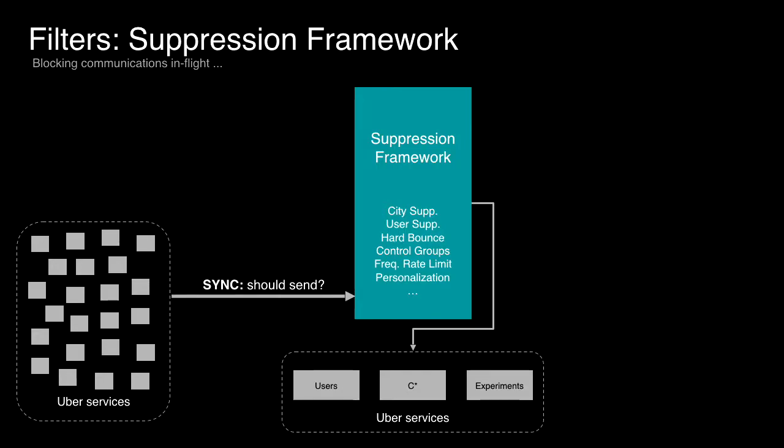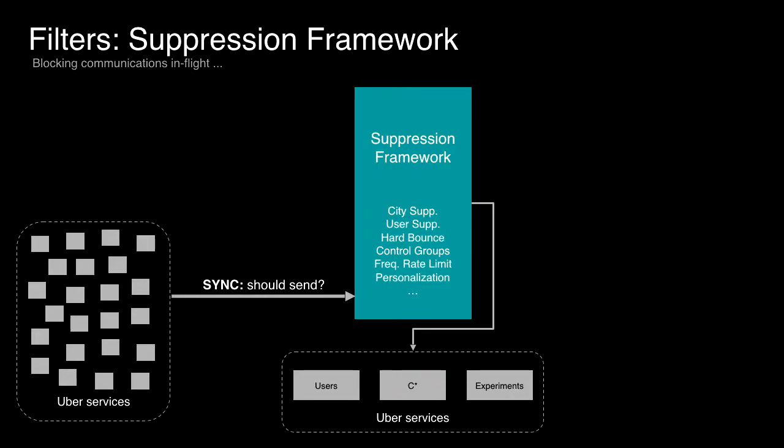So what we have built is a suppression framework where we can have multiple models running and deciding whether a particular communication should be sent or not. One of those examples could be city-based suppression. Another example could be user-based suppression. We want to measure how a user is doing over time and how effective this particular communication is. You can think of it as a control group of communications. We also have frequency rate limiting, meaning we should not be spamming users with a lot of messages. So all of that is abstracted away in a suppression framework here.